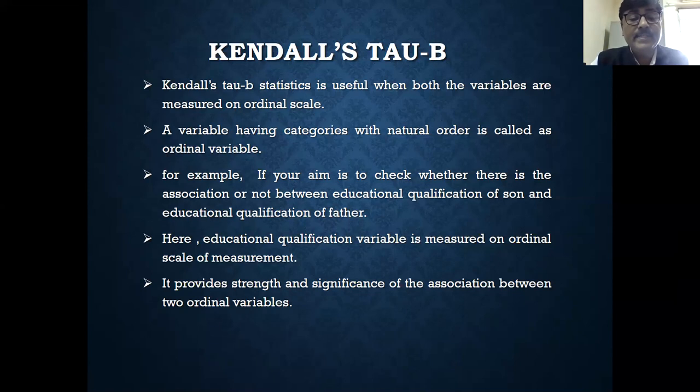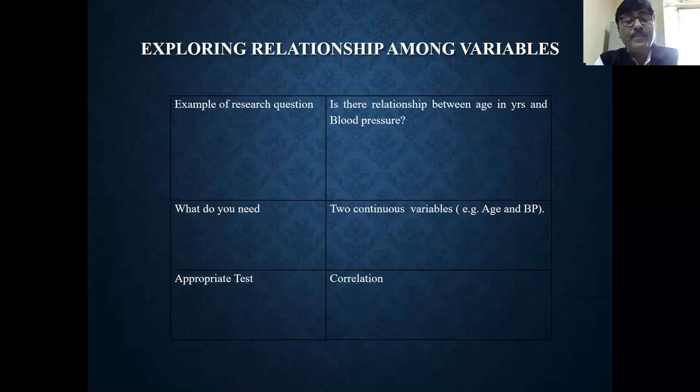Here, Kendall's tau provides the strength and significance of the association between two variables. Simply, Kendall's tau is appropriate when both variables are measured on an ordinal scale, and then it is very important.